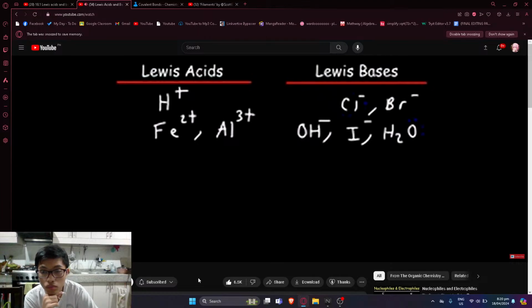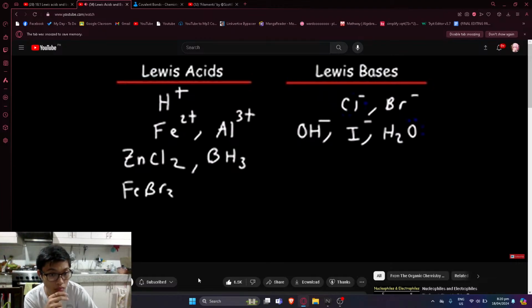Water is amphoteric. It can behave as an acid or as a base. Zinc chloride is another Lewis acid. BH3. All of these can accept a pair of electrons. FeBr3, AlCl3. These are some other Lewis acids.